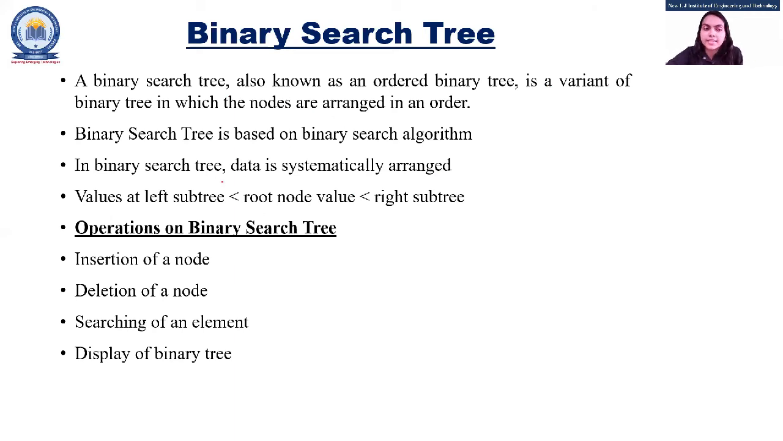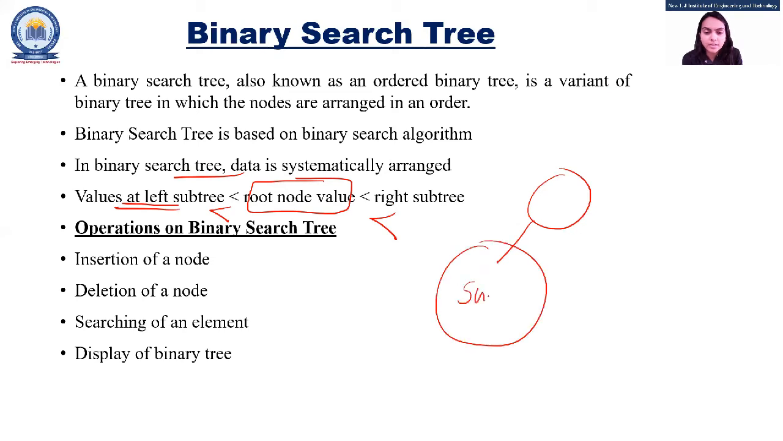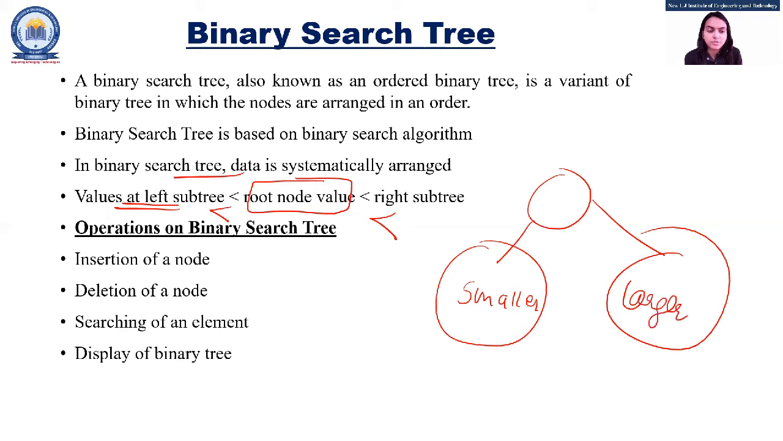And so we can say that binary search tree is based on binary search algorithm. In a binary search tree, data is systematically arranged. Whatever is the root node, all the elements in the left subtree are less than the root and all the elements of the right subtree are greater than the root element. So in a binary tree, all the elements on the left are smaller, then we have the root, and then all the elements on the right are larger.